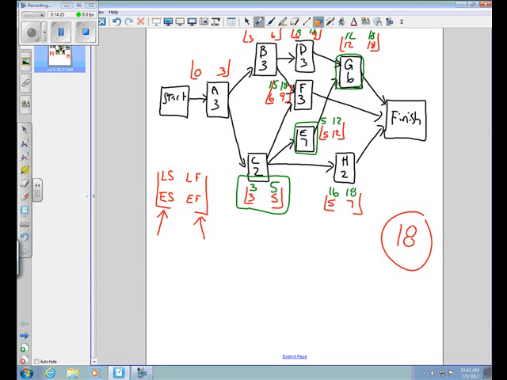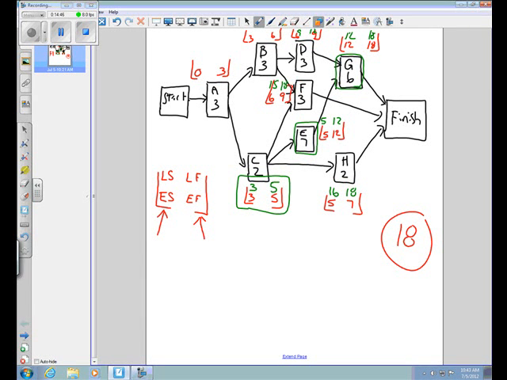Let's look at activity B, and let's just finish this project. Activity B precedes both D and F. Okay? So in order to be ready for activity F, we've got to be done by week 15. But in order to be ready for activity D, we've got to be done by week 9.